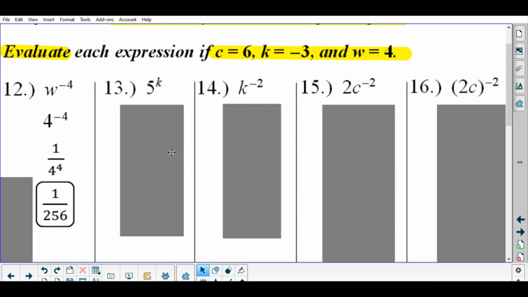Now, if you would like, I will do number 13 for you as well. If you instead want to hit pause and do all the rest of these on your own, fine with me. But for those of you who want, I'm going to go ahead and do number 13. Feel free to follow along.